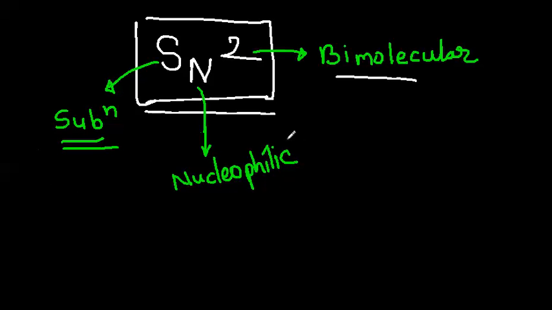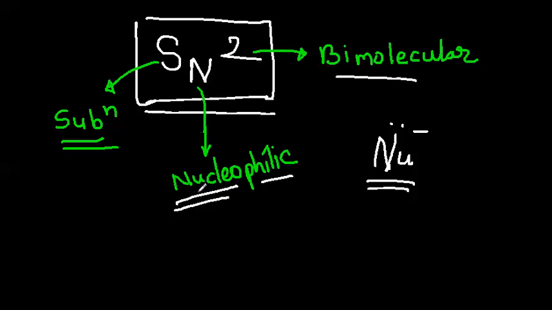What is this nucleophilic that we will see first? A nucleophilic reaction is a reaction which involves a nucleophile, and a nucleophile we generally represent by the symbol Nu with a negative charge on it, or it sometimes has a lone pair also. So it's basically a negative ion or a species which has a negative charge or a lone pair over it. The meaning of nucleophile is positive loving, or nucleus loving species.